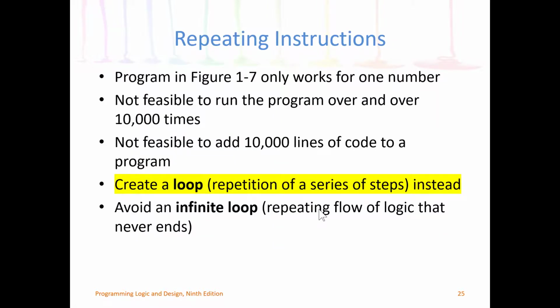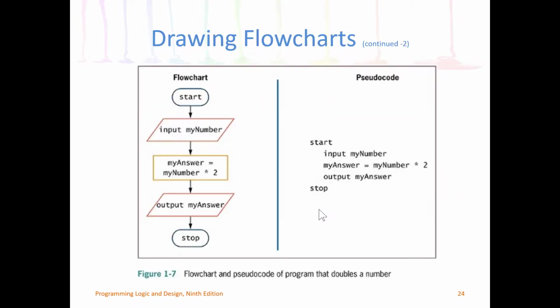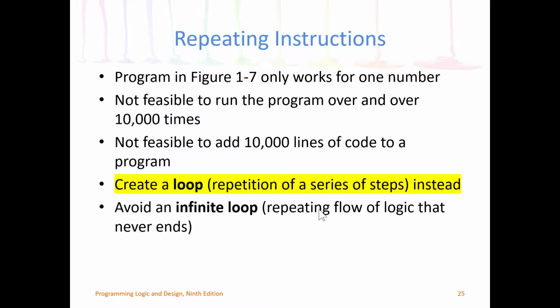Repeating instructions. The problem with this figure right here is it runs one time. If we want to do 1,000 numbers, we have to run the program 1,000 times. It's not feasible to add that same set of code 10,000 times to the program. So what we want to do is create a loop, known as repetition, to do a series of steps multiple times, to keep doing them.